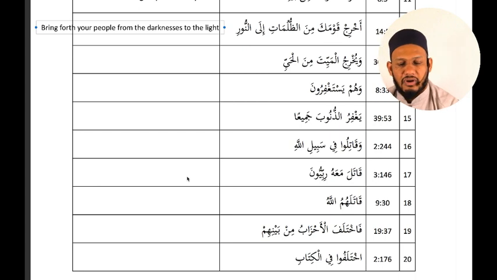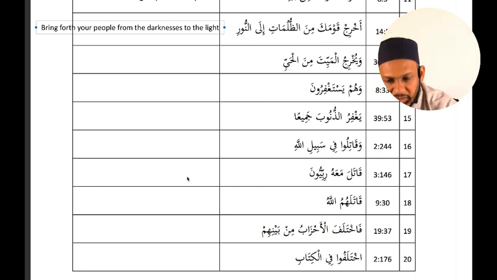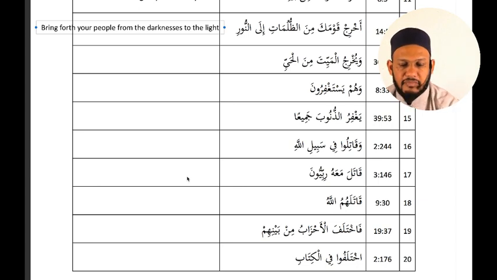Number 17. قَاتَلَ مَعَهُ رِبِّيُّونَ. And fought with them, Rabbiyun, like the holy people. The holy people fought with him. Rabbiyun is going to be the fa'il.